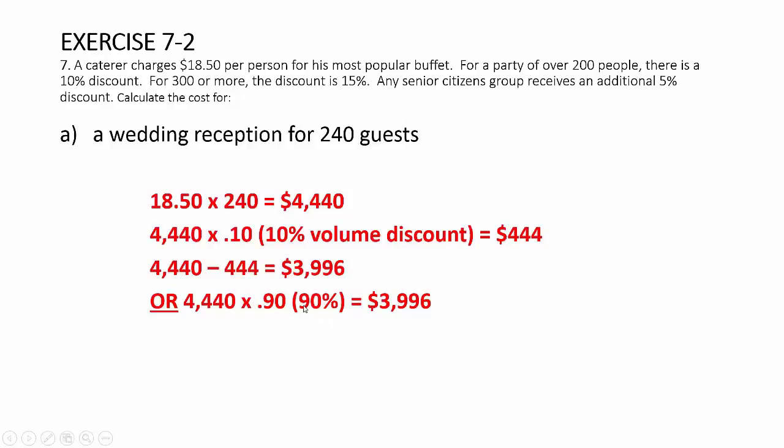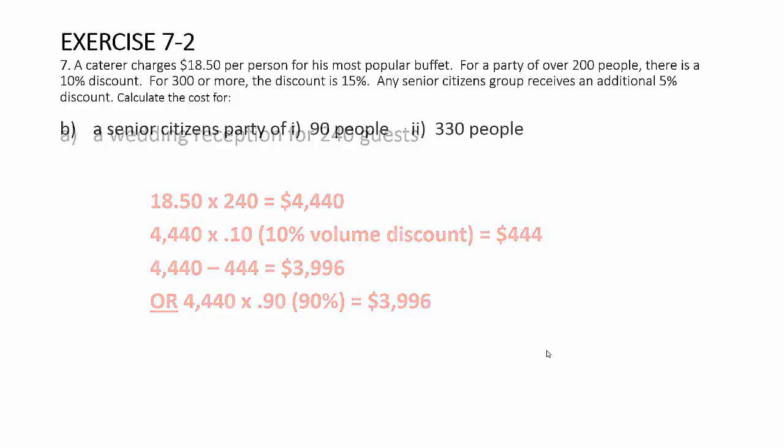And why 90%, you ask? Well, if we're saving 10%, we only have to pay for 90% of the price. So if you multiply a number by 90%, you get 90% of that number, which, as you can see, gets us to the same place. Again, it doesn't matter which method you use, as long as you show me what you're doing, you show me the unrounded answer, and you round if you're asked to.